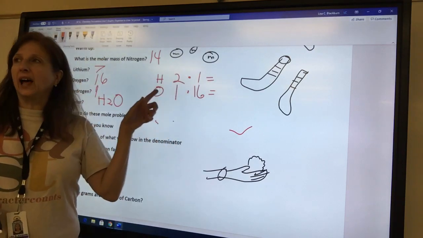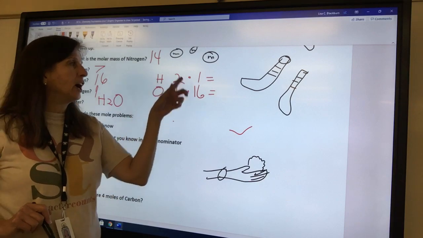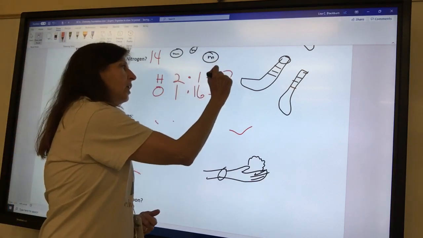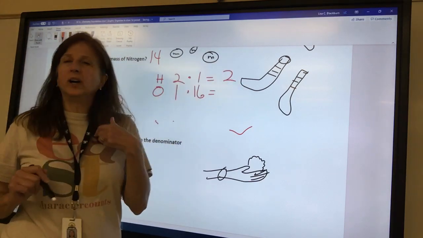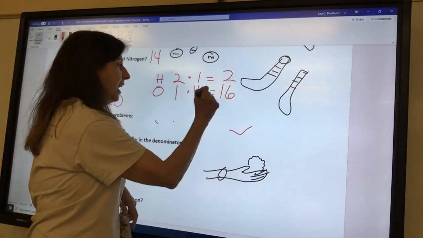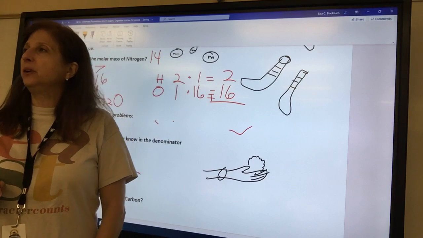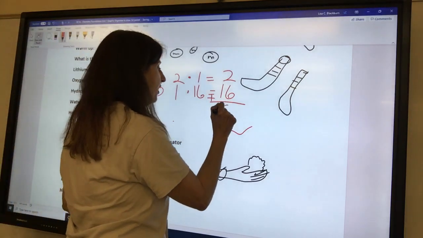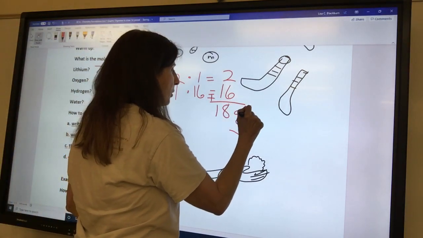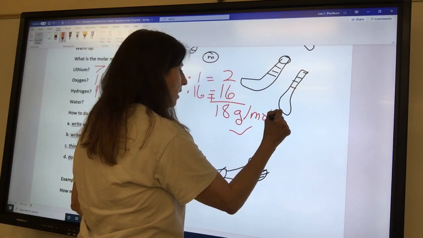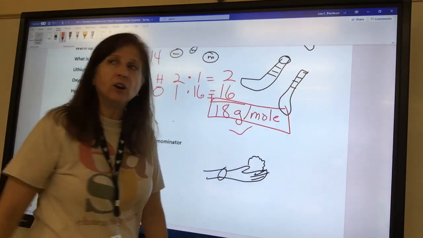So now I'm going to do this math problem. I'm going to multiply. What is 2 times 1? 2. And what is 16 times 1? 16. And now I'm going to add them together. What's 16 plus 2? 18. And the units is grams per mole. Grams per mole.